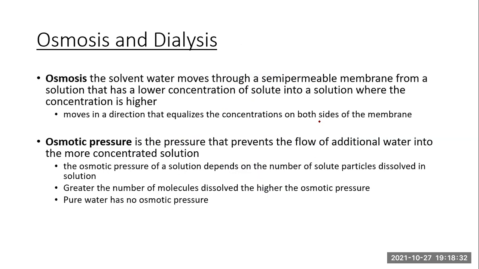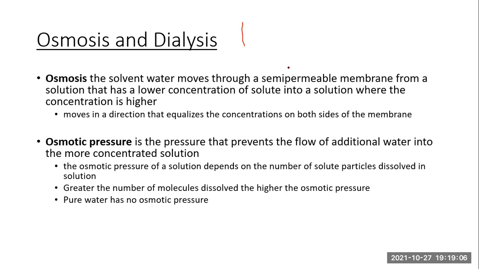That brings us to osmosis and dialysis. Osmosis is the natural process by which solvent molecules pass through a membrane in an effort to dilute a higher concentration. So typically, the solvent molecules move from a lower concentration to a higher concentration, in an effort to dilute down the higher concentration.